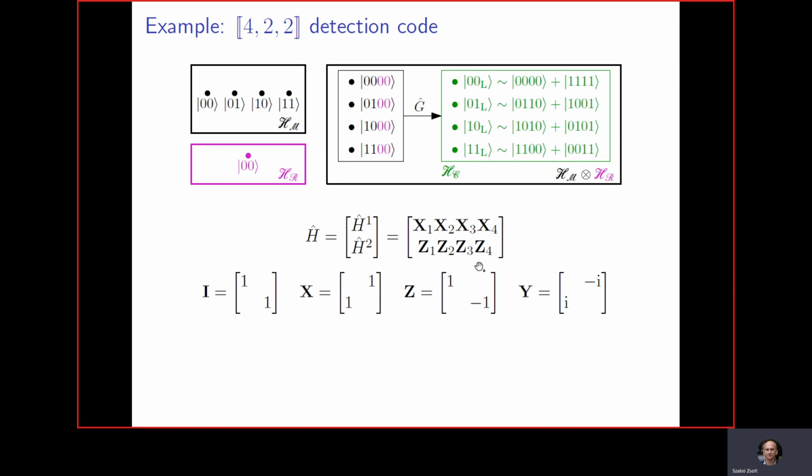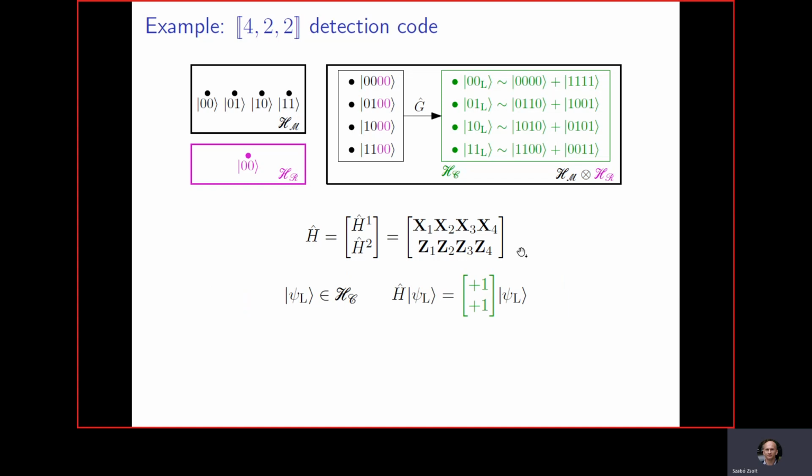These matrices are assumed to be in the computational basis, and the lower index shows on which qubit the respective matrix acts. The two components of the parity operator commute, and any logical state from the code space is a joint eigenstate. The corresponding eigenvalues are +1, +1. This situation is described by saying that the two components stabilize the code space.